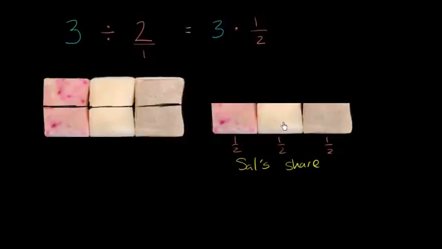We have 3 half bars now. But what's 3 times 1/2? Well, 3 times 1/2 is equal to 3 halves. So just doing this little simple smelly soap example, we got a very interesting result. 3 divided by 2 is the same thing as 3 times 1/2, which is the same thing as 3 halves.